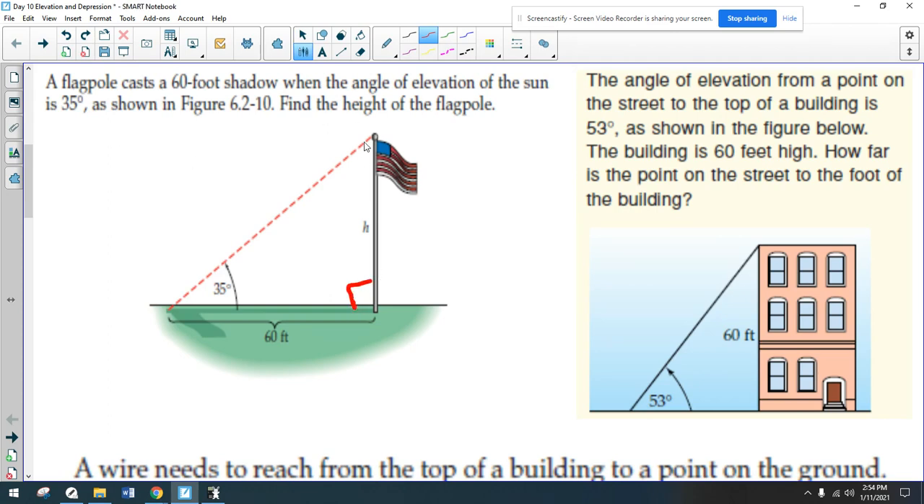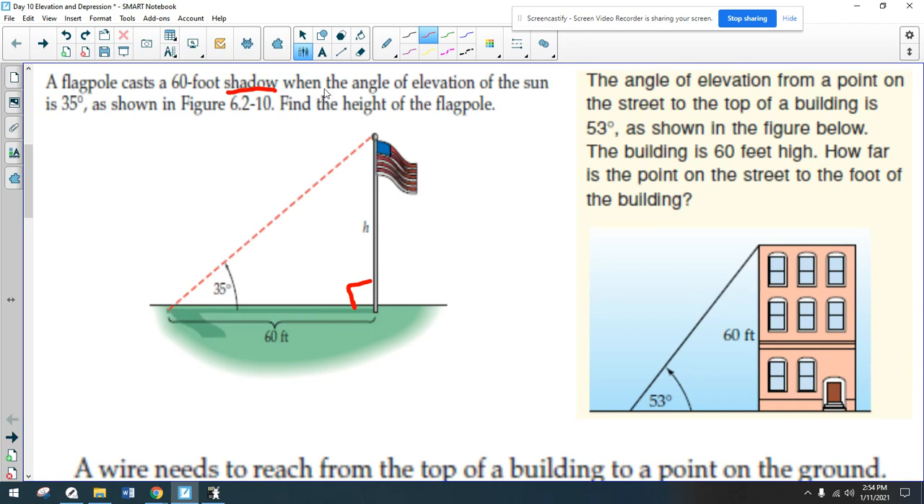It says a flagpole. This flagpole casts a 60-foot shadow. Anytime you see the word shadow, shadows are always on the ground. When you look at your shadow, it's just on the ground. It never moves. It starts at your toes, on your feet, and it goes out on the ground. So if you see shadow, 100% of the time, that is going to be on the ground.